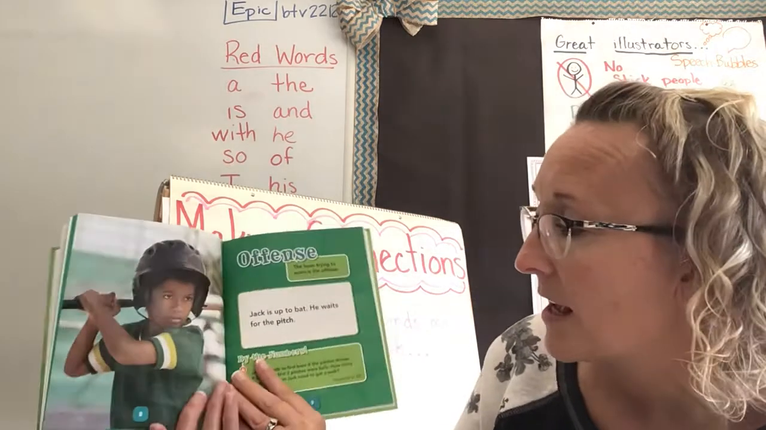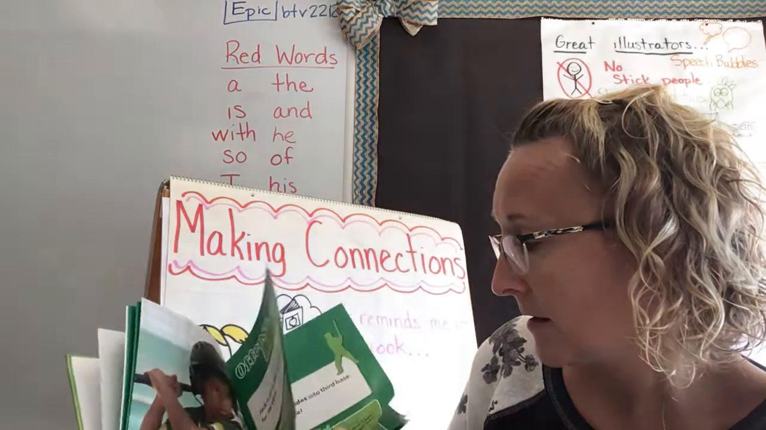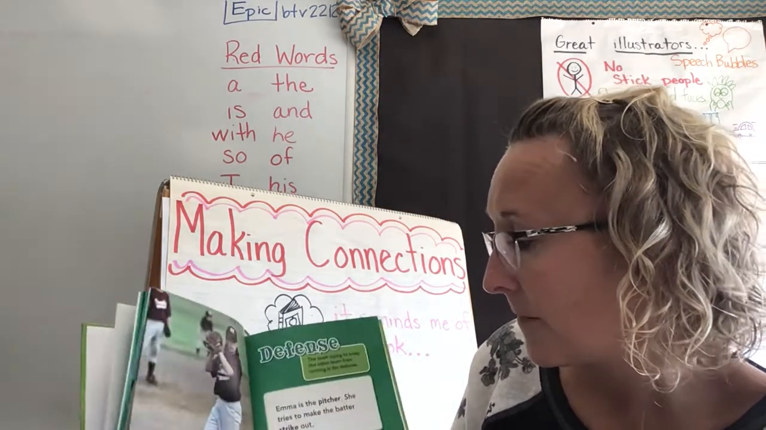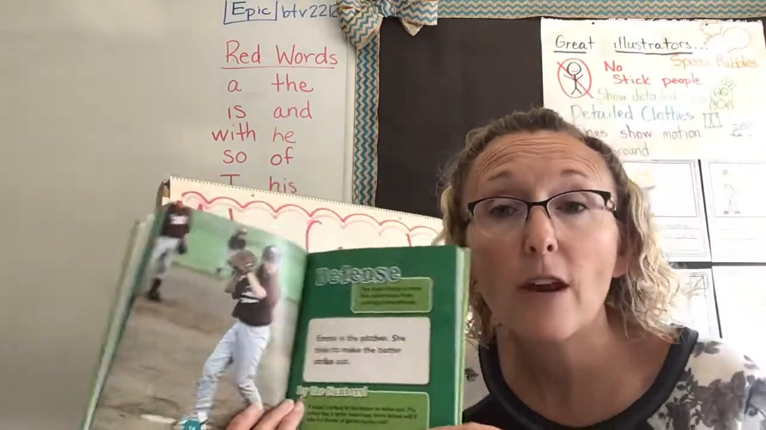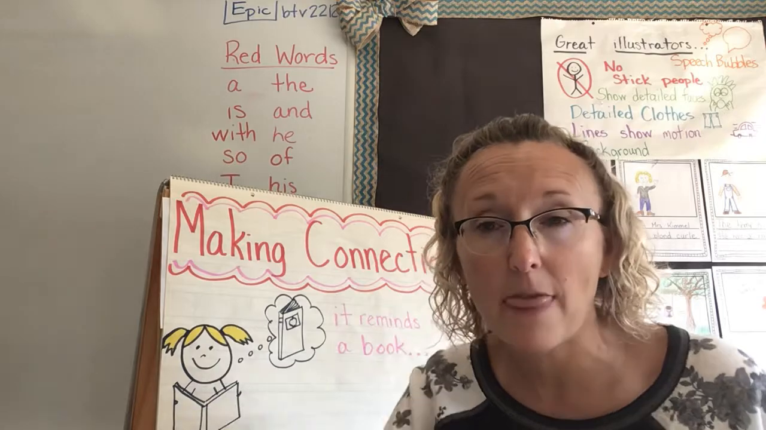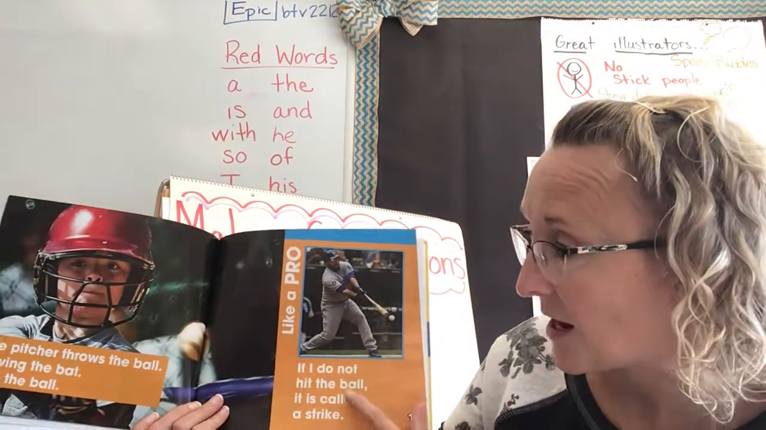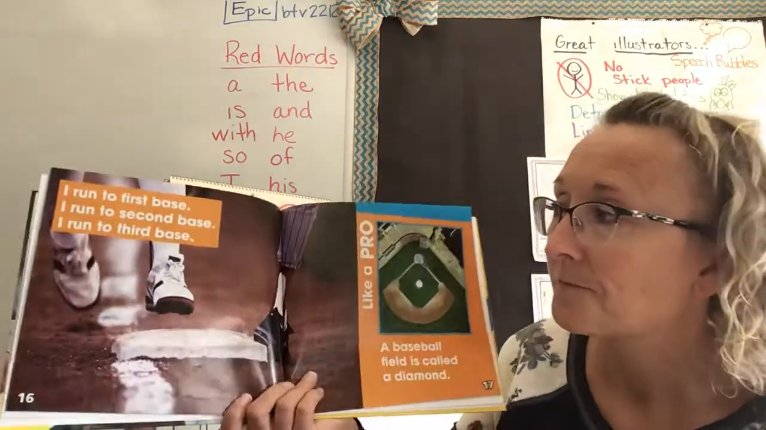Here they're talking about he waits for the pitch. Here, Emma is the pitcher. She tries to make the batter strike out. So in both books, they were kind of talking about the pitcher, and the pitcher wants them to strike out, right? If I do not hit the ball, it's called a strike. So I kind of have a connection there.